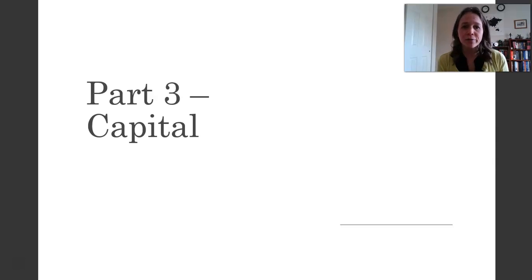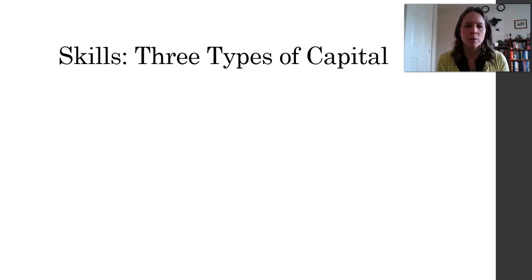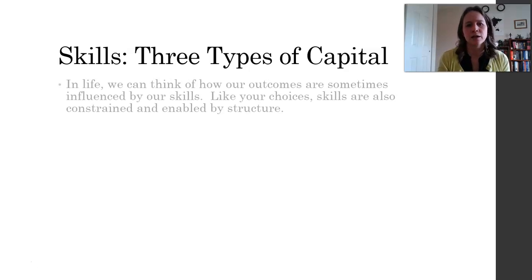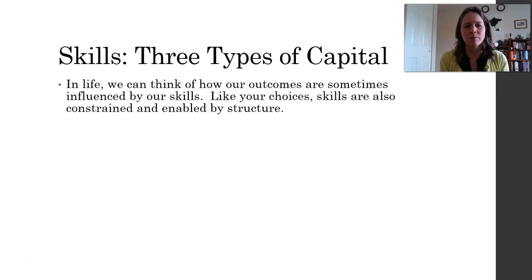Right, so for part 3, we're going to talk about capital. In terms of capital, what we're really talking about are skills here. In life, we can think about how our outcomes are oftentimes influenced by our skills. But just like your choices, your skills are also constrained and enabled by our social structures. So sociologists like to think about skills in terms of capital.